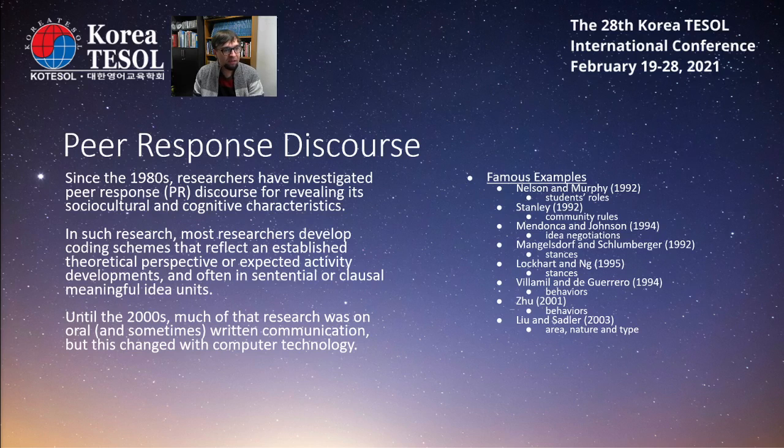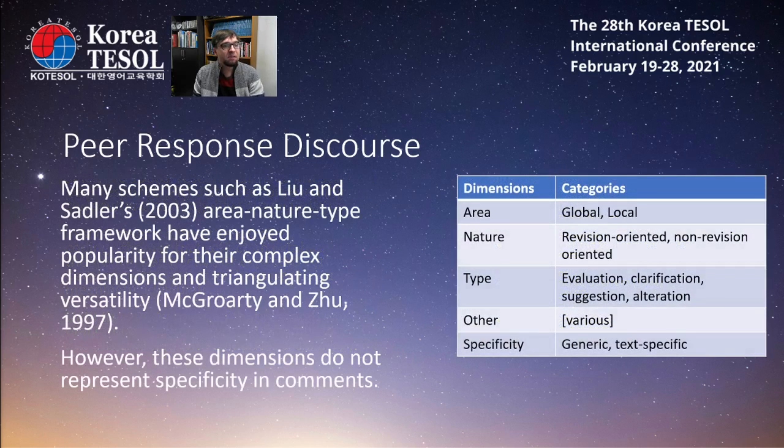One particular study that I like to highlight is this Lewin-Stadler 2003 study, because this has become pretty popular amongst people who have done research later. Lewin-Stadler created a framework for examining area, nature, and type comments. So area is the global or local features. Nature is whether or not the comment was intended to push revision or not. Type comments are things like evaluations, clarifications, suggestions, and alterations.